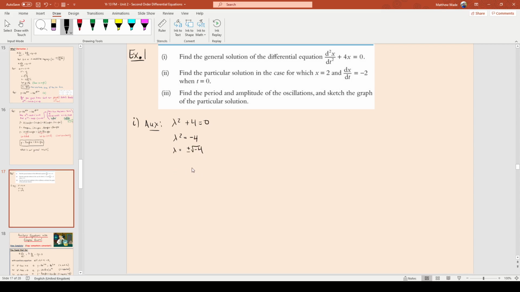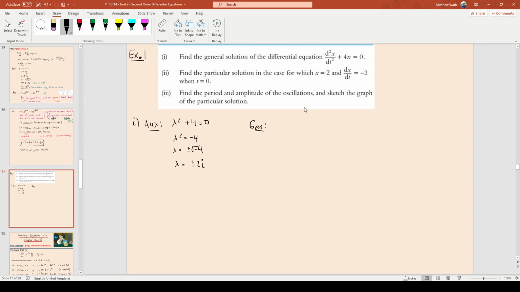Happy days. And because you guys know all about your imaginary numbers now, that means lambda is equal to plus or minus 2i. So that's what we've got. Now, that is purely imaginary. It is a complex number, but the alpha part of the complex number is 0, so it's only just imaginary, which means that we're going to go into our general form in a completely imaginary way.